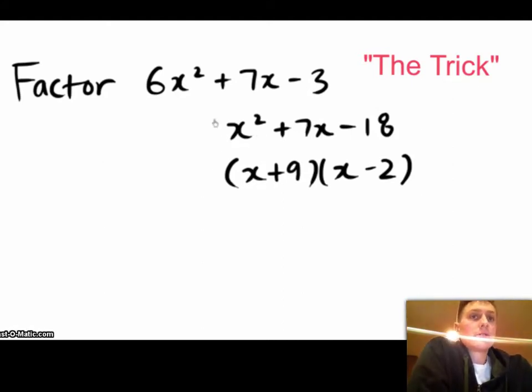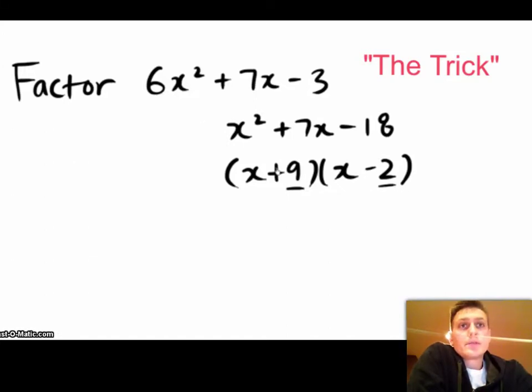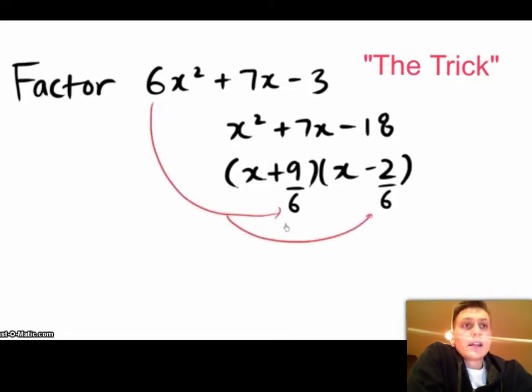Here's where we introduce the coefficient that we dropped from before. What we do with that coefficient, which is 6 in this case, is divide each of the numbers inside the parentheses by the coefficient. So taking 9 divided by 6 and negative 2 divided by 6. So again, dropping the coefficient and dividing it by both of the numbers.